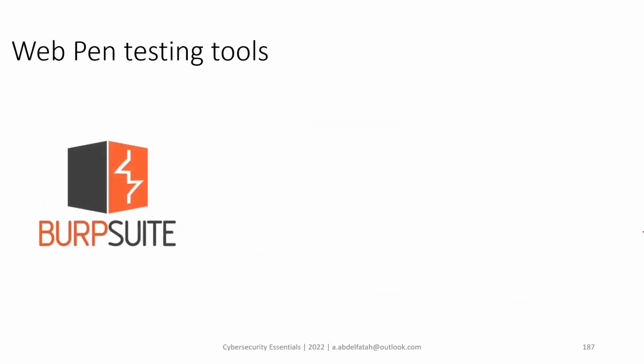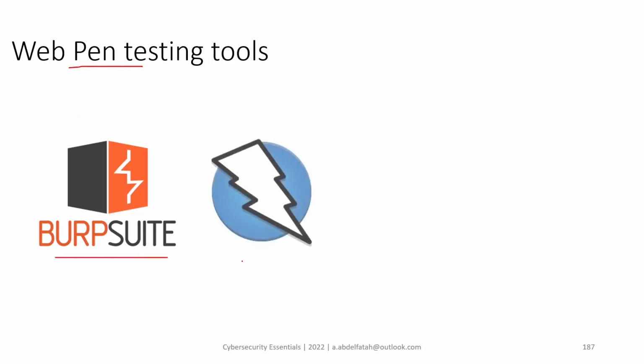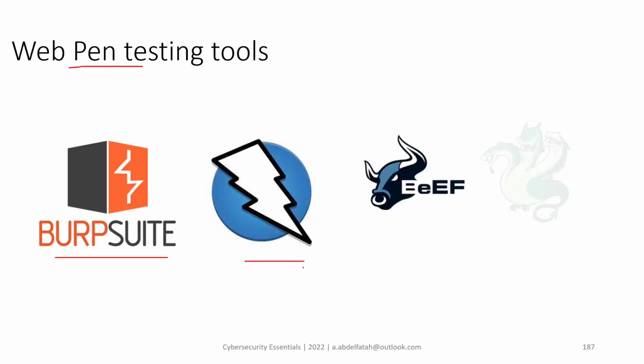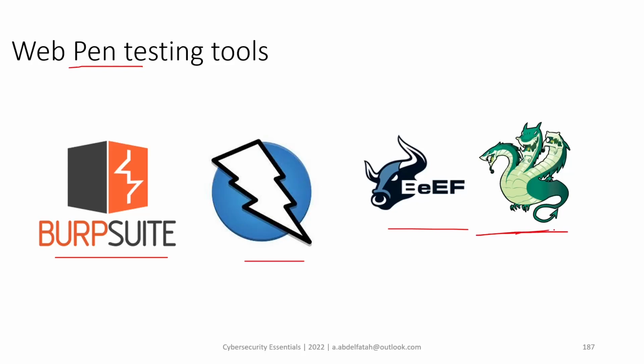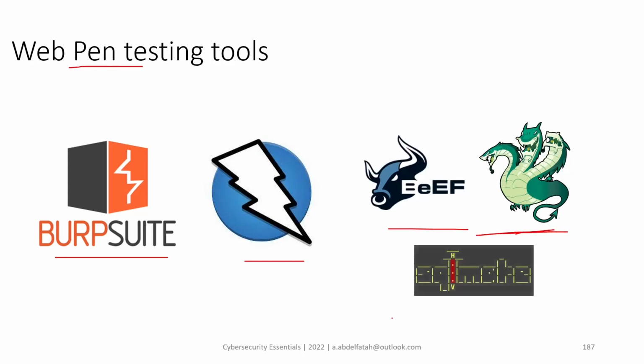So in web app pen testing, unlike vulnerability scanning and regular scanning where we use Nmap and Metasploit, we use different tools. We can use a tool called Burp Suite. We can use a tool called ZAP. We can use a tool called BeEF, and we can use a tool called Hydra. And depending on what we are trying to achieve, we can select the proper tool.